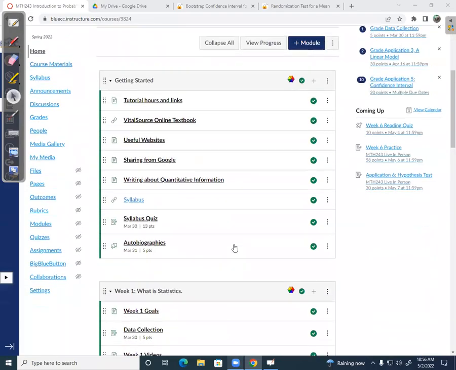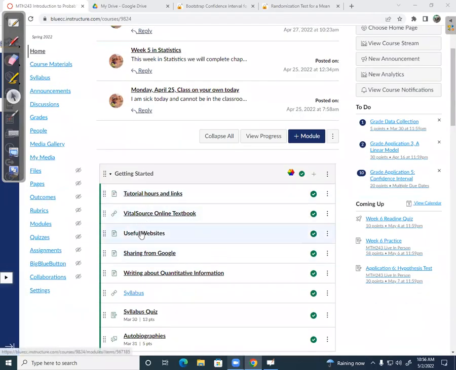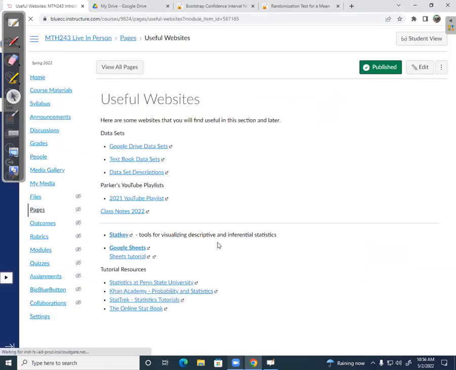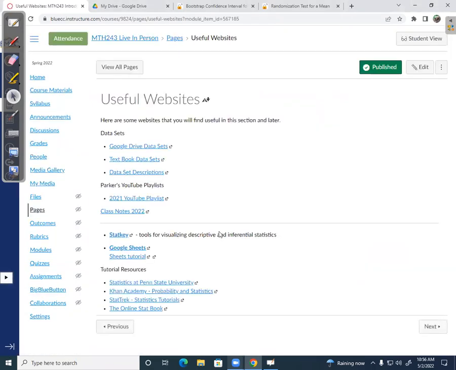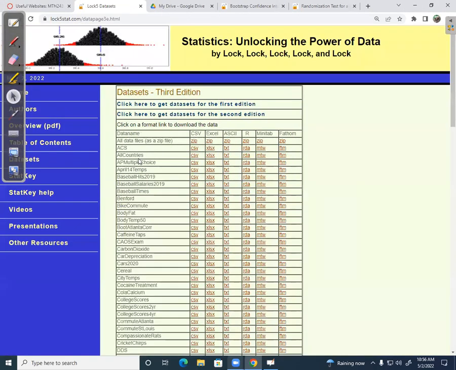All right, so we are working on hypothesis tests. We're going to go to the StatKey data sets. I have those under useful websites, or you can go to StatKey to get them. And textbook data sets here. And again, these are also available.